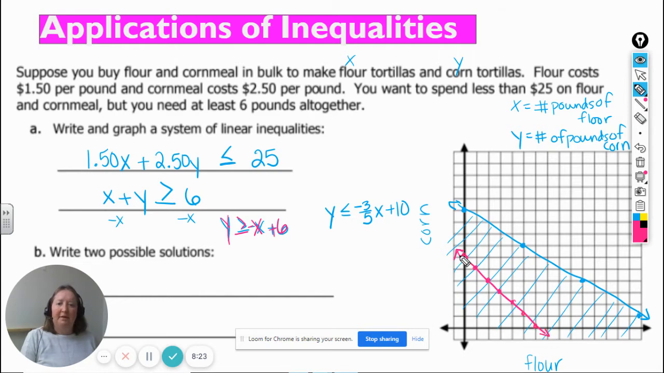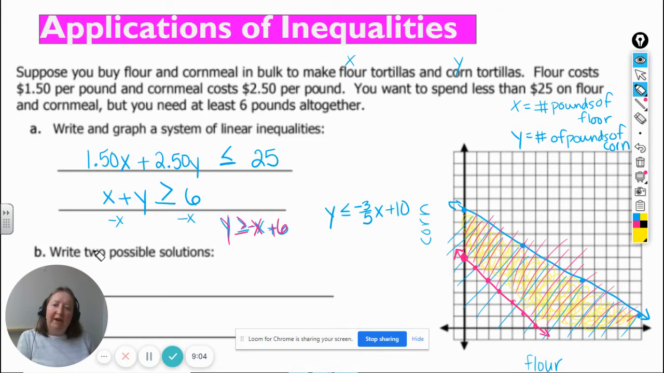Okay, now how do we shade? It says y is greater than. So I go to where the y-intercept is, and I know I'm going to shade greater than. So where my solution is, any place in here. Any place that's in between the two lines, including on the line, either the pink line or the blue line, would be okay solutions. Any of this shaded, double shaded region, okay?